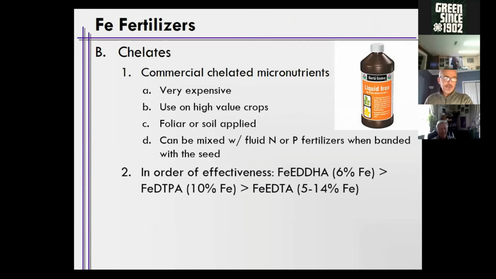I think the interesting thing is if you're going to buy a chelated iron source, not all of these have the same effectiveness. In order of effectiveness, iron EDDHA is more effective than DTPA, which is more effective than EDTA. Okay? FYI. You can also purchase likely organic chelates as well.